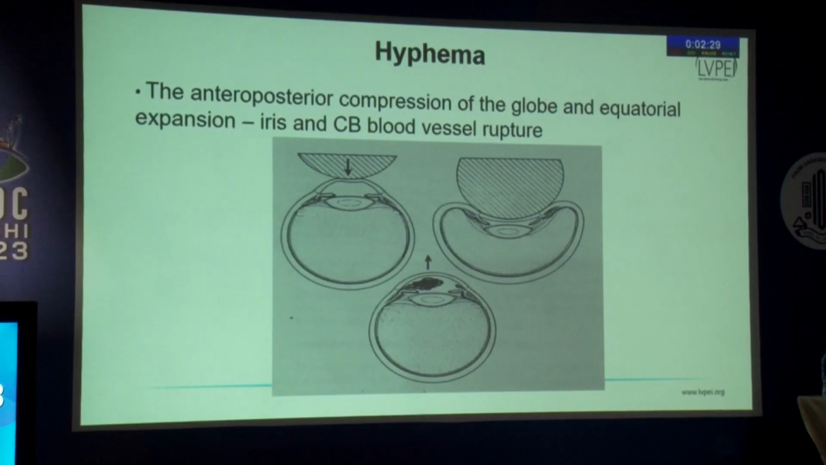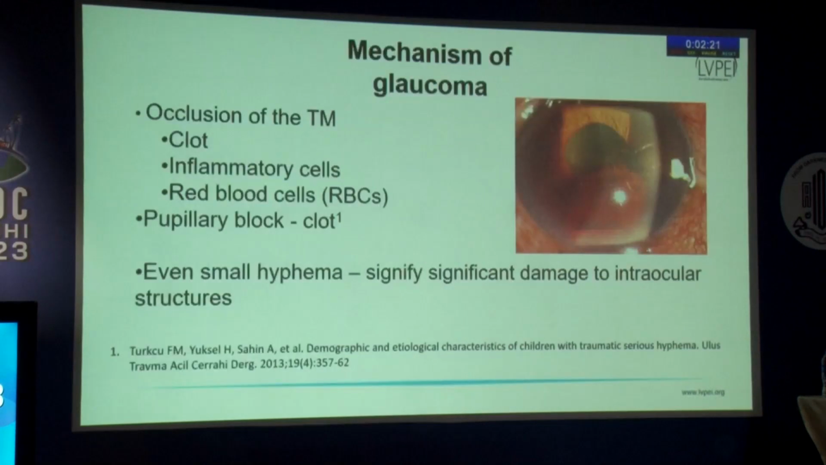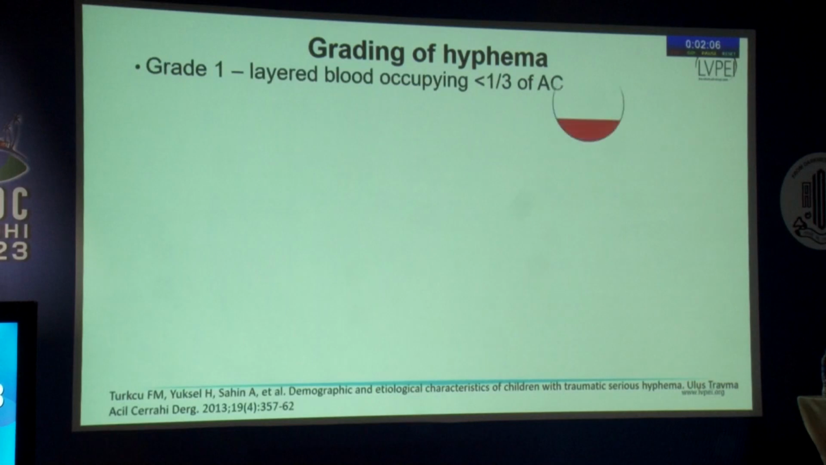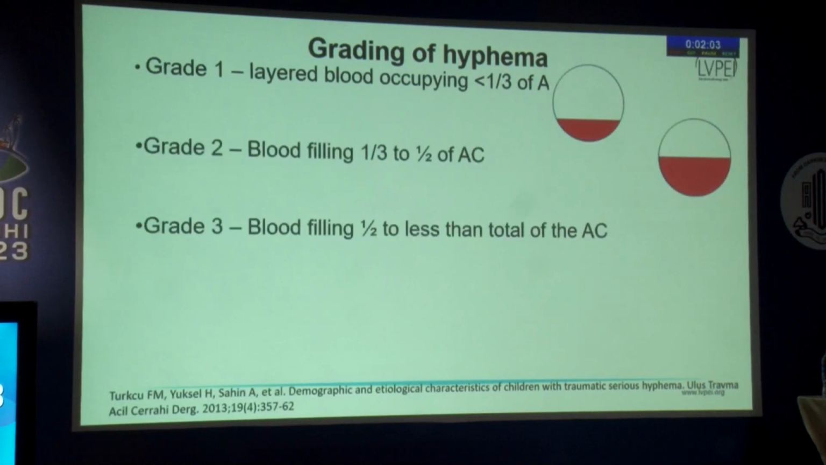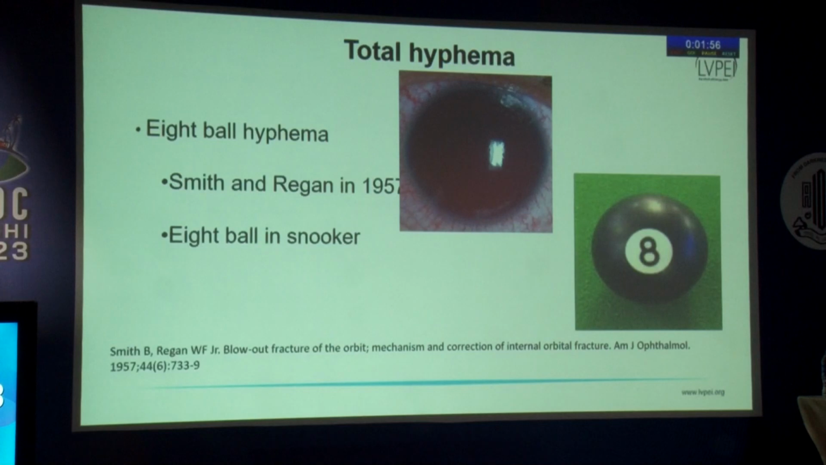Hyphema, the mechanism similar to angle recession, and these are the blood vessels which are commonly involved in the bleeding during the hyphema. So how does glaucoma occur in hyphema? It can be due to occlusion of the trabecular meshwork by any clot, inflammatory cells, or RBCs, or if the clot is very large, it can lead to pupillary block. So we try to grade the hyphema so that this helps us in the management of the case, whether we need to drain the hyphema or just medically manage it. So usually the grade 4 or 8 ball hyphema has to be treated with irrigation aspiration.